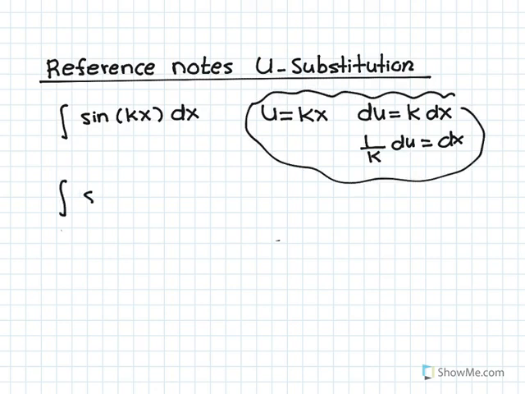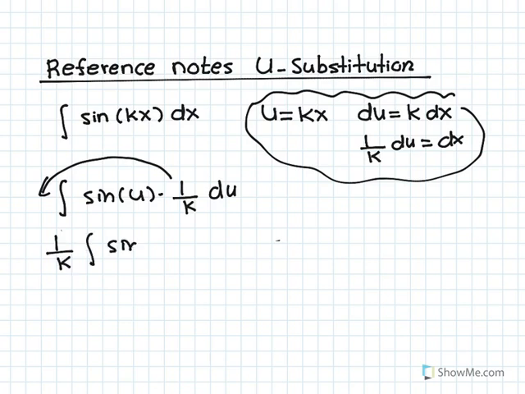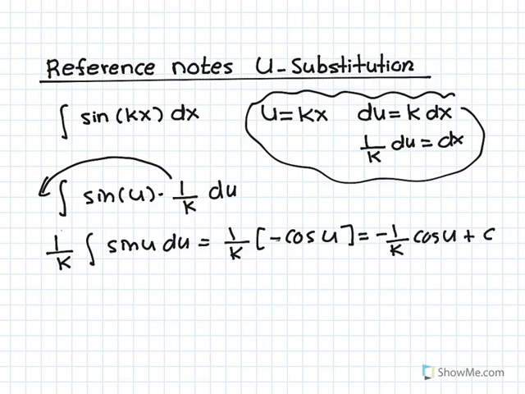So let's now transform the integral in terms of u. We have the integral of sine of kx, that's sine u, times dx, which is 1/k du. 1/k is a constant, so it passes through the integral. We get 1/k integral of sine u du. Now the antiderivative of sine u is just going to be minus cosine of u. That's going to give us minus 1/k cosine of u plus c. Now put u back in. u is equal to kx, and we'll have the answer: negative 1/k cosine of kx plus c.